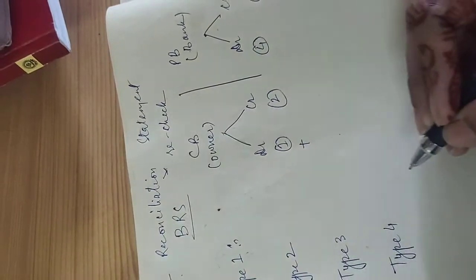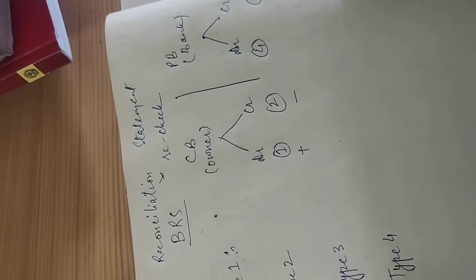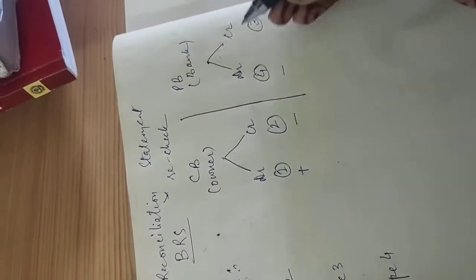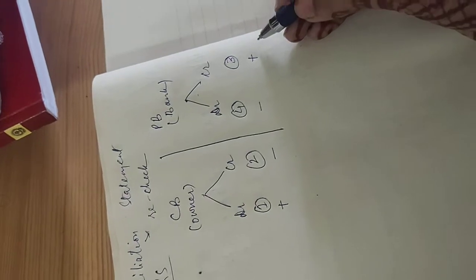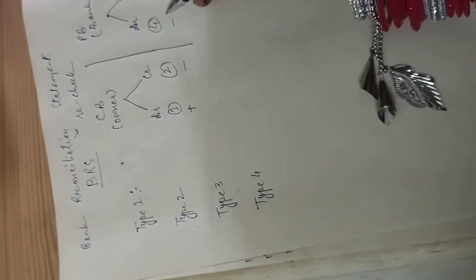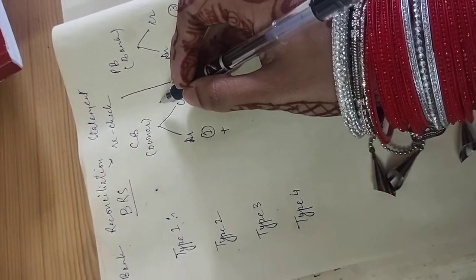Debit side means the positive side, credit side means the negative side of cash book, right? And in passbook it is opposite. The credit of passbook or the bank is adding and the debit is less. That means reduction. So this shows us that the passbook has its own debit and credit and cash book has its own debit and credit.